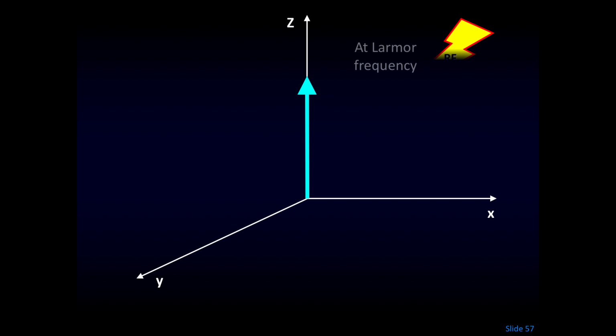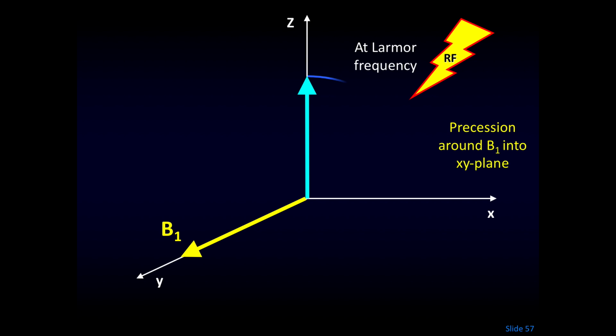Now we're going to send a radio frequency pulse at the Larmor frequency, and that is going to induce a new magnetic field called B1. The B1 magnetic field is going to be perpendicular to the external magnetic field, which is pointing in the Z direction. I mentioned earlier that magnetic dipole moments like to precess around B0. So MZ, this light blue arrow, also likes to precess. It's now going to precess around B1, and it will now precess into the XY plane.